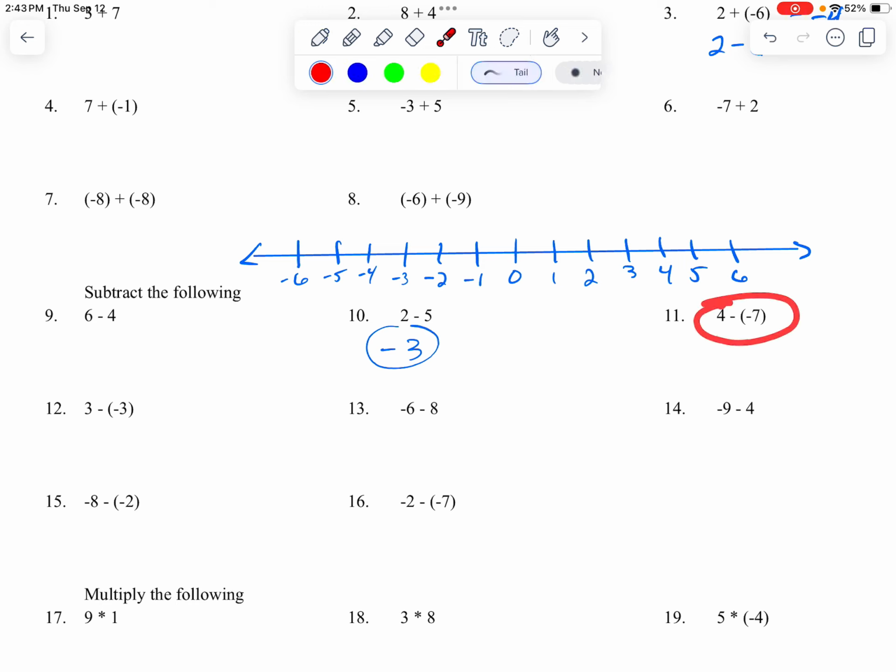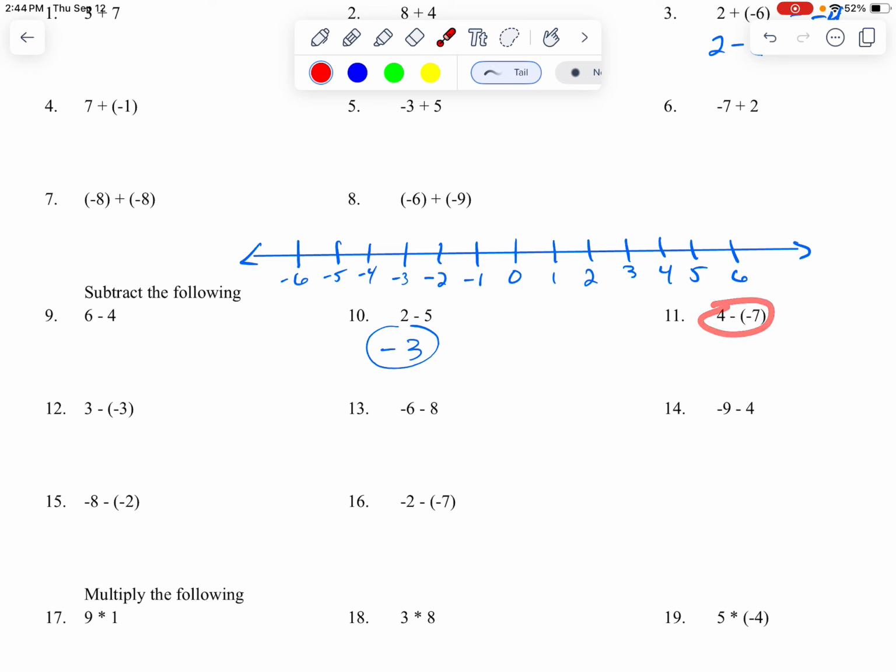And then there's that double negative. This is another one that tends to throw people off. So I'm starting at 4. So we're starting here, but then I'm subtracting a negative. If I'm just doing a regular subtraction, that means I'm getting smaller like we did here. I'm going to the left, getting smaller: 2, 3, 4, 5.